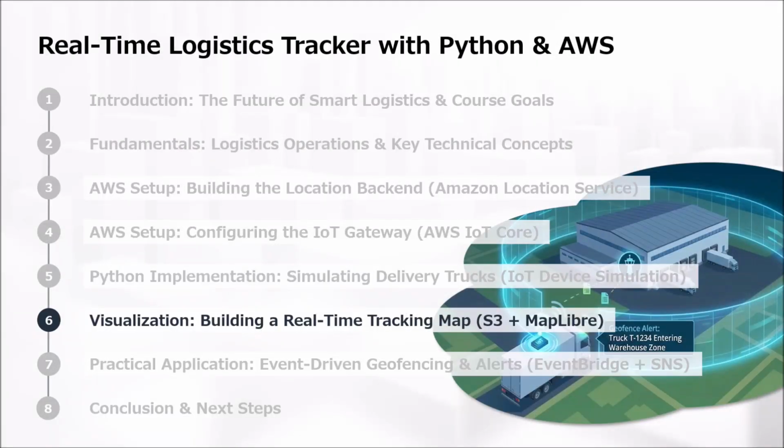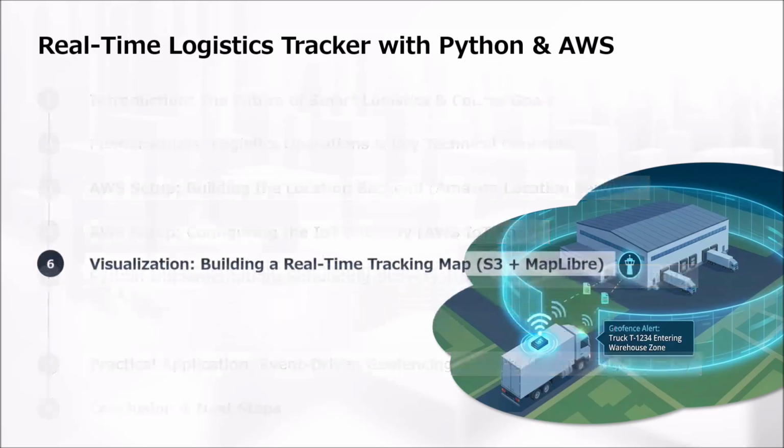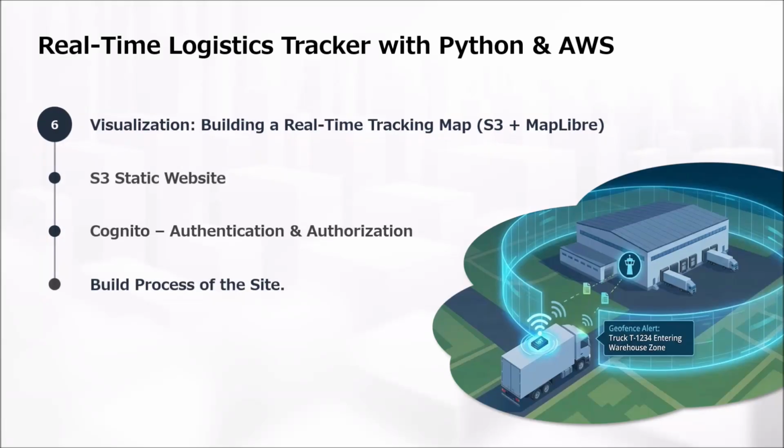So far, we have built the backend components using IoT Core and Amazon Location Service. In this section, we will implement the front end, the website itself, to visualize our map. We will cover 3 main topics: hosting a static website on Amazon S3, implementing authentication and authorization using Amazon Cognito, and walking through the actual build process of the site.